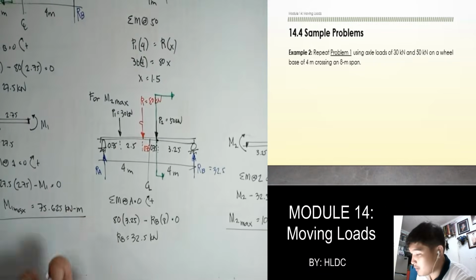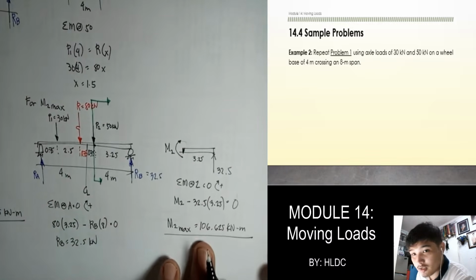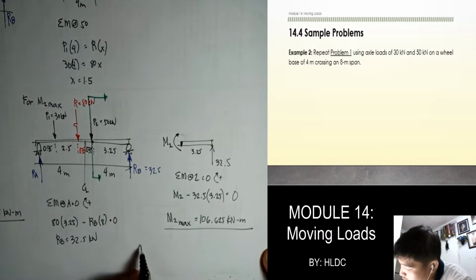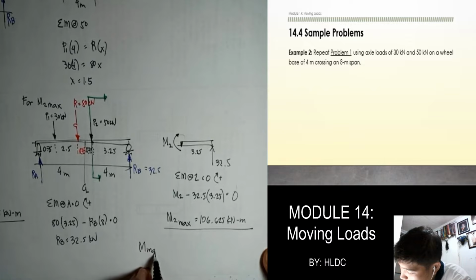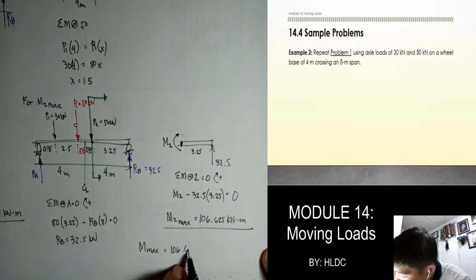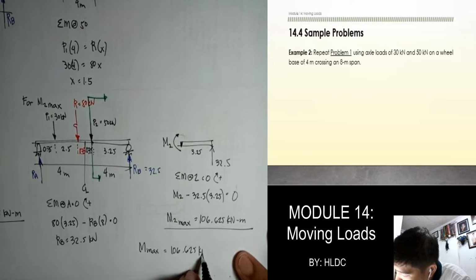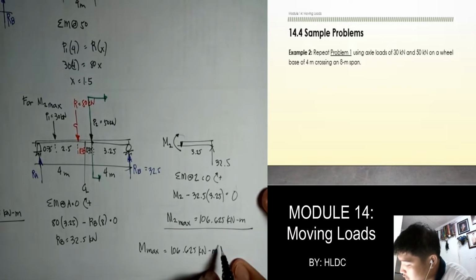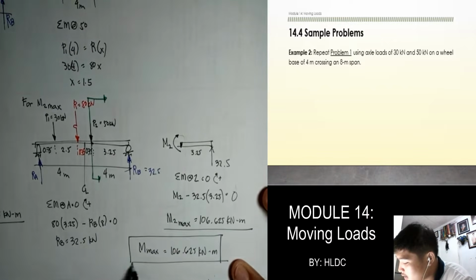So, that is 75 and then 106. So, ano yung pinakamalaki dyan, class? Ano yung magiging Mmax talaga? Ito yung pinakamalaki sa dalawa, which is yung 106.625 kilonewton meters. So, ito na yung final answer natin.